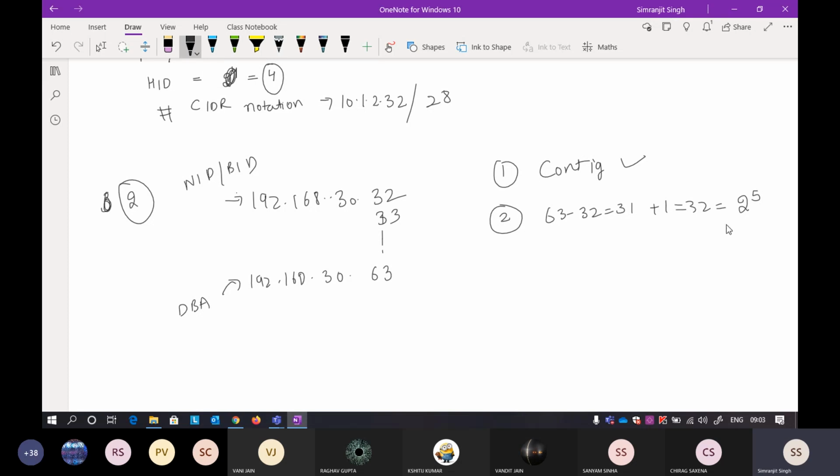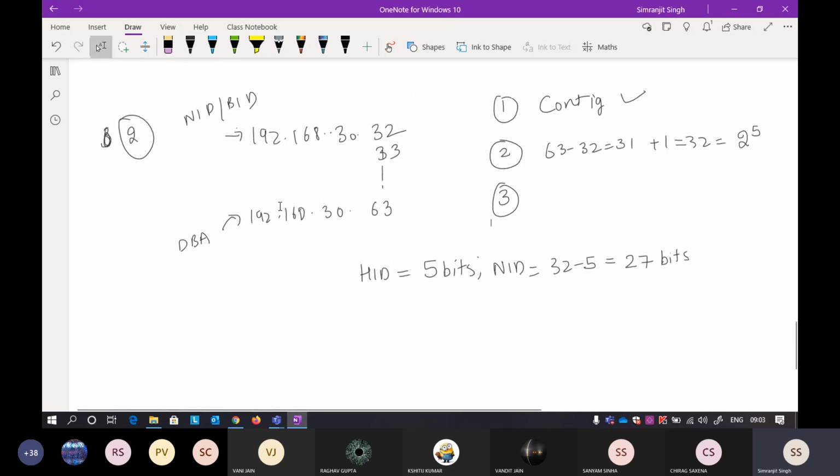What is the meaning of it? The host ID part will have 5 bits, and the network ID part will have 32 minus 5, so that will be 27 bits. Now the third condition, just wait for a second.